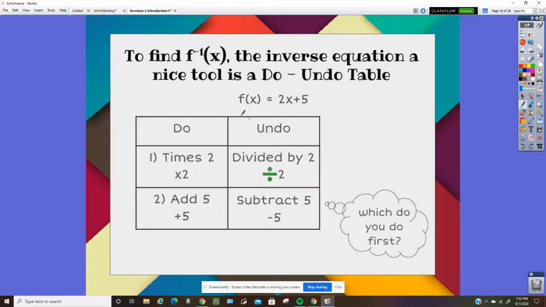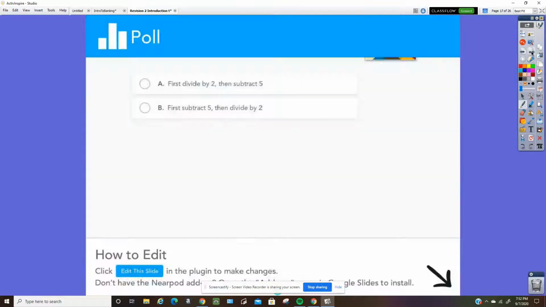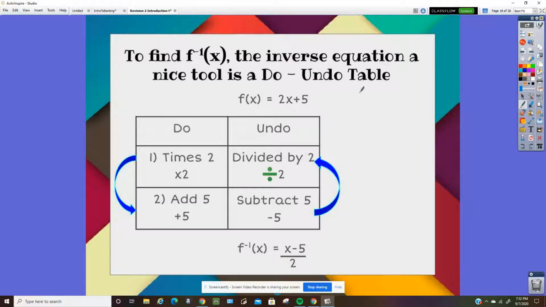All right, and so this illustrates that. So times 2 and add 5 is the do, and then the undo. The do is this way, and then the undo is the other way. And here on this slide, it shows that.